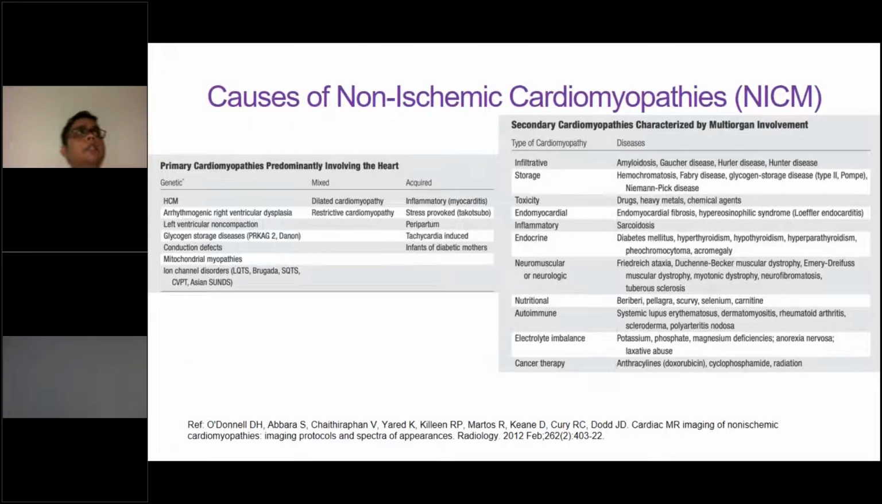So this is the exhaustive list of causes which can involve the heart in cases of non-ischemic myocardial disease. The causes may be primary cardiomyopathy, which predominantly involves the heart. They may be genetic, such as hypertrophic cardiomyopathy and arrhythmogenic right ventricular dysplasia. They may be acquired, such as myocarditis and peripartum cardiomyopathy, and the mixed variety such as dilated cardiomyopathy. The heart can be involved as a part of multi-system involvement in secondary cardiomyopathies, which can be infiltrative such as amyloidosis, storage disorders like hemochromatosis, toxic metabolic causes, and inflammatory conditions such as sarcoidosis.